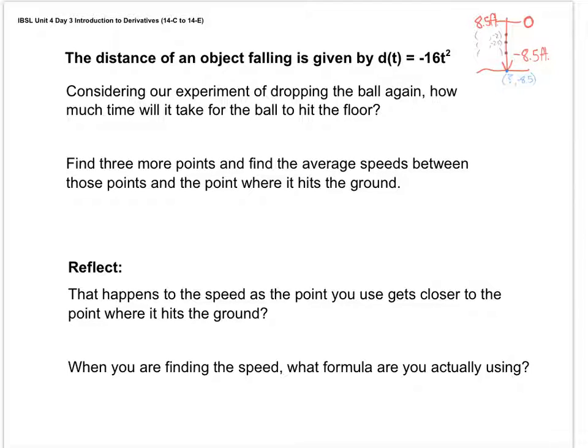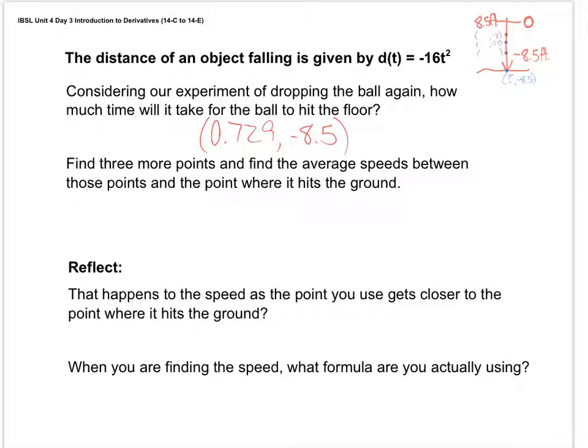How much time did it take for the ball to hit the floor? 0.729 seconds. Okay. Now, what you guys just found with that is a point. According to our function, you found the point (0.729, -8.5), because the ball is falling down 8.5 feet. It's going to take that long in a free fall to hit the ground. So I had you find 3 other points.